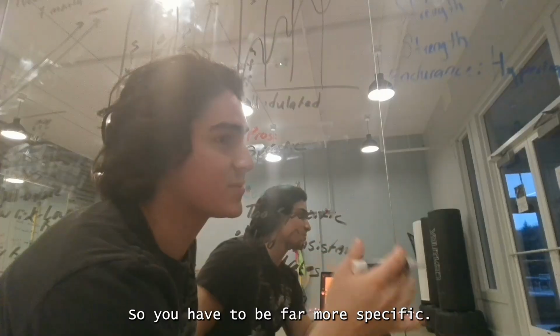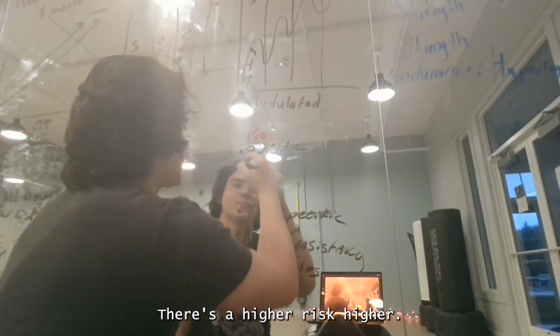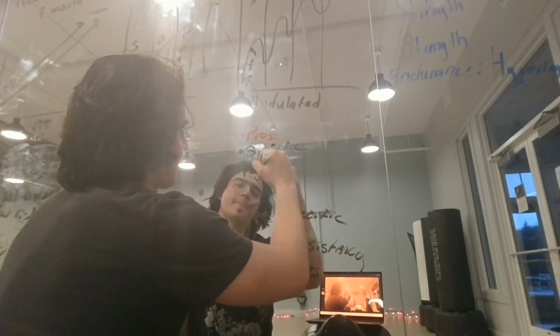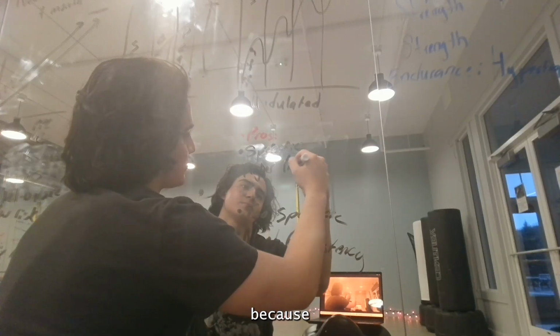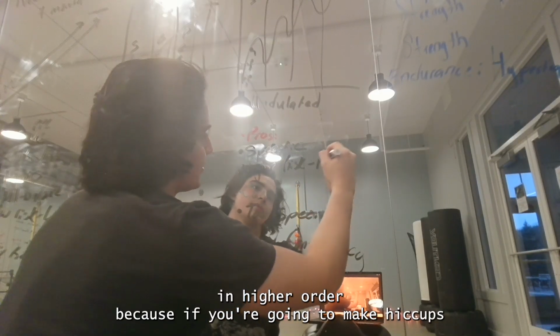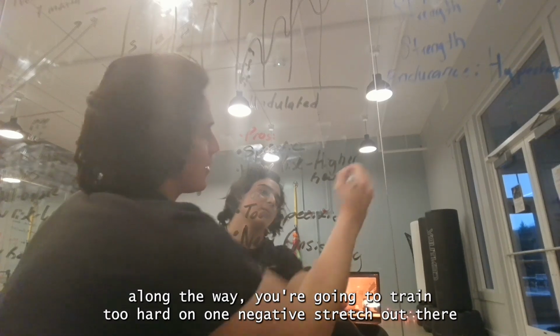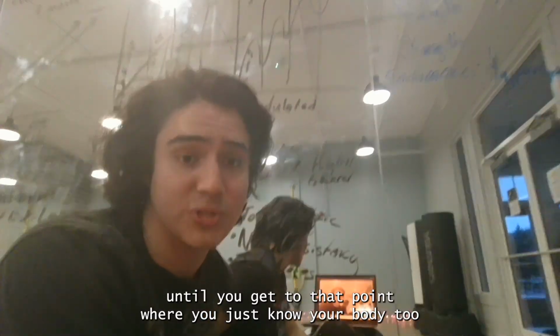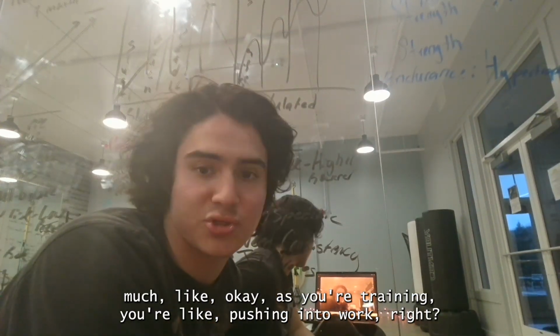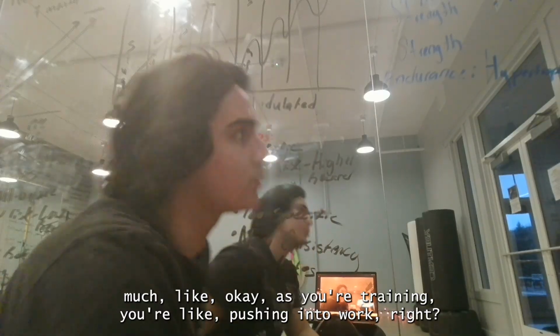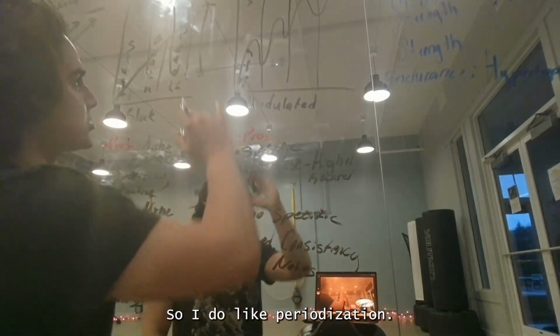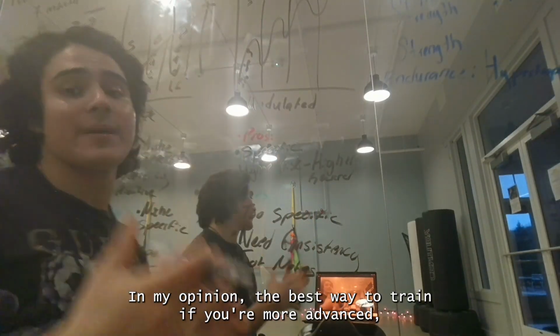So you have to be far more specific. There's a higher risk, higher reward, because you're going to make hiccups along the way. You're going to train too hard on one day compared to the other until you get to that point where you just know your body, where as you're training, you're like, I'm pushing too hard. Right? So undulated periodization is, in my opinion, the best way to train.